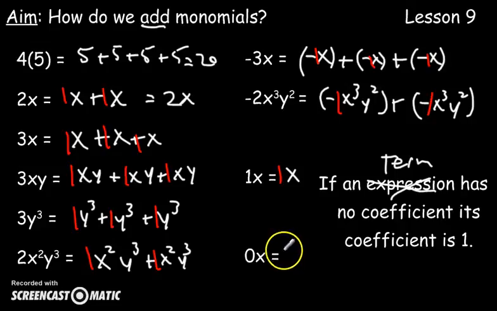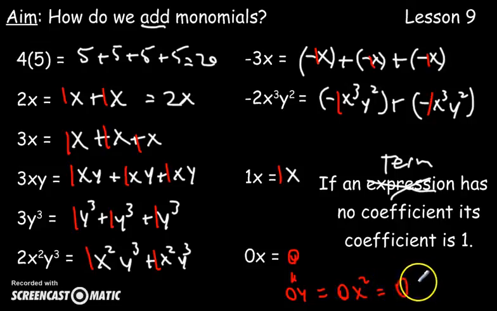So what is 0x equal to? Well, 0 times anything is 0. That's known as the multiplicative property of 0. Any number times 0 is 0. So 0x is the same thing as 0, which is the same thing as 0y, which is the same thing as 0x squared, which is equal to 0 anything. I'll call it 0 anything. Doesn't matter what it is.